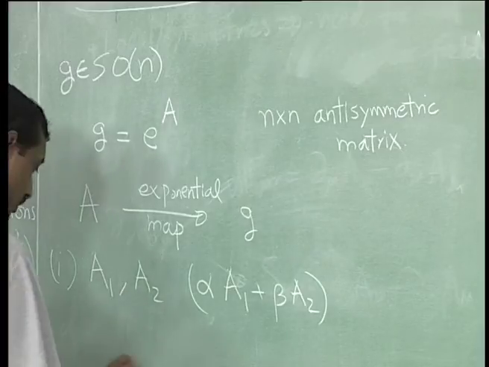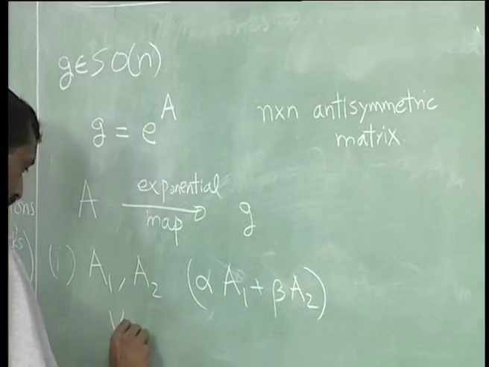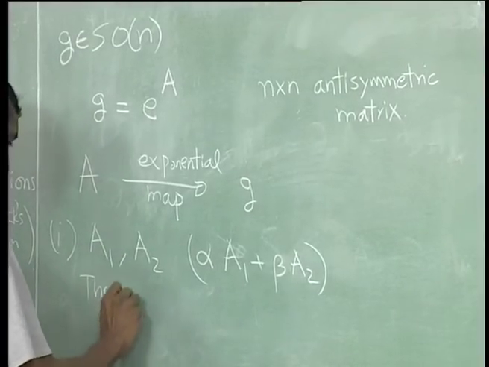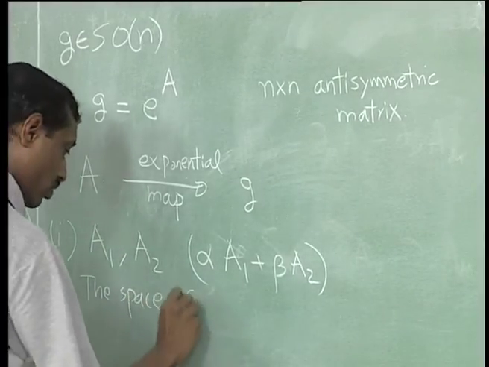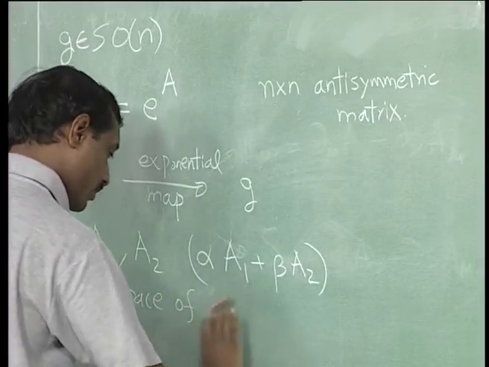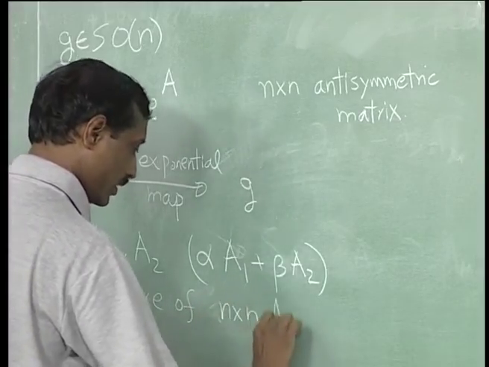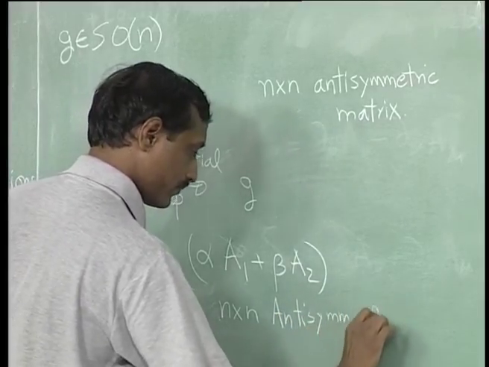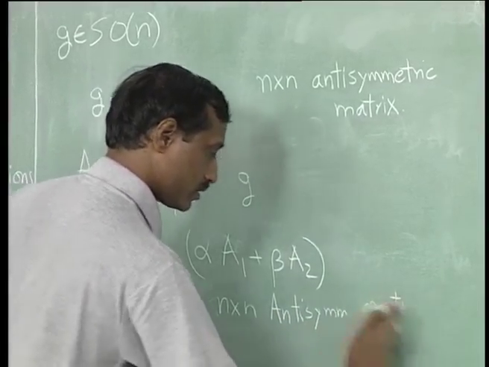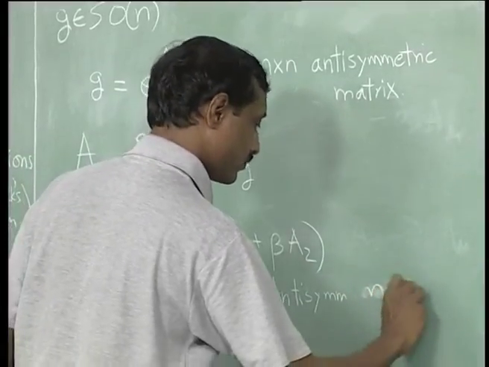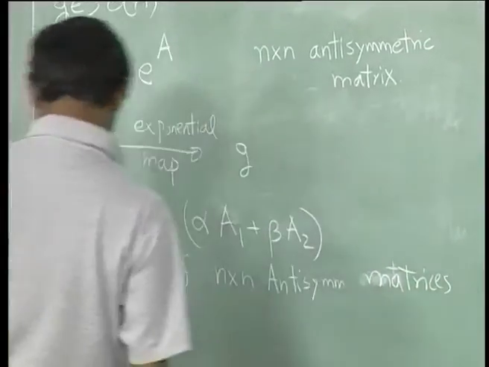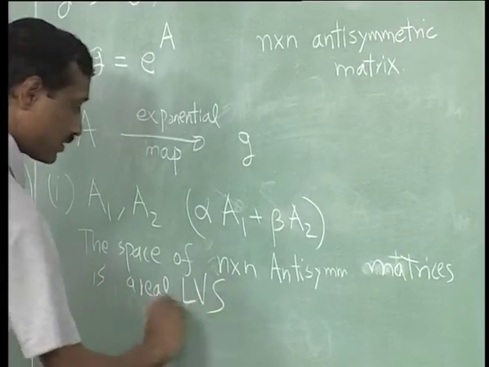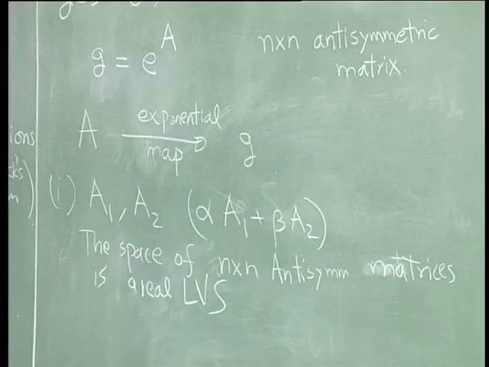So let us write this out. The space of n by n antisymmetric matrices with real entries, for now, is a real LVS. LVS is short form for linear vector space. Of what dimension?